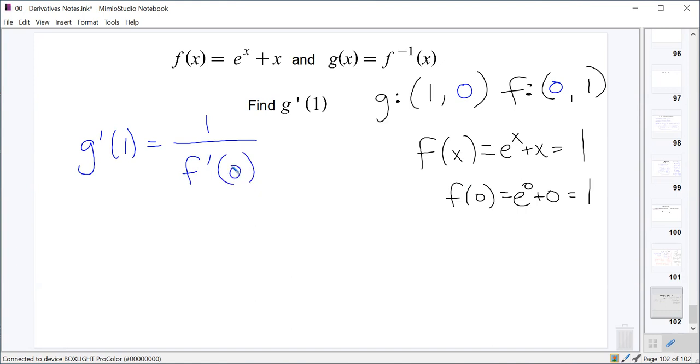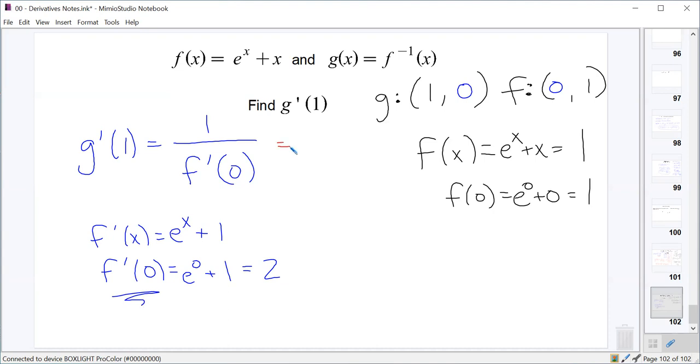its x value, 0. So then we just need to find f prime of x, and the derivative of e to the x is e to the x, and the derivative of x is 1. So when we evaluate f prime of 0, we get e to the 0 plus 1. e to the 0 is 1, so we end up with 2. So we now know that f prime of 0 is 2, which tells us that g prime of 1, or 1 over f prime of 0, is just 1 over 2. And we're able to do that with a function that it's not really going to be possible for us to find the inverse function of very easily at all.